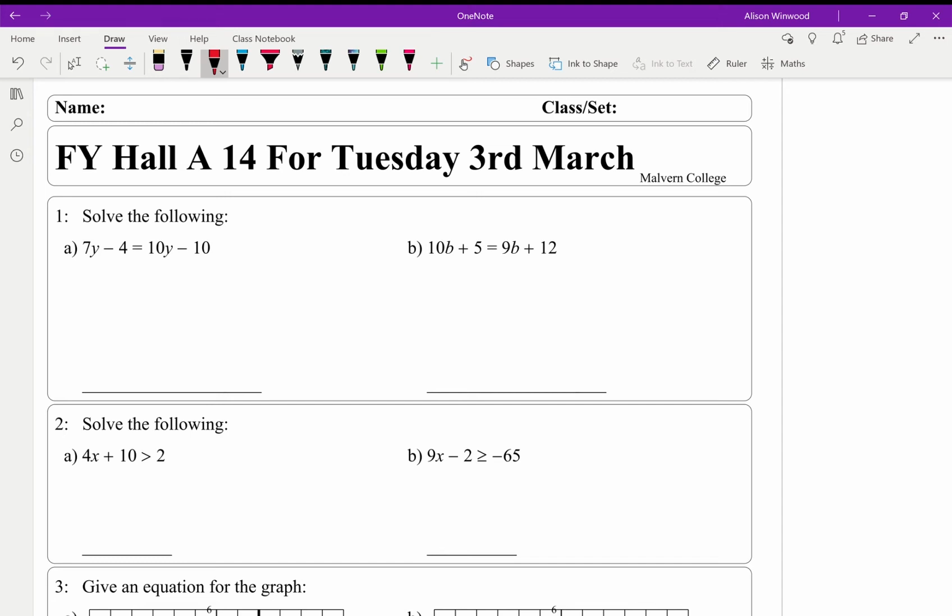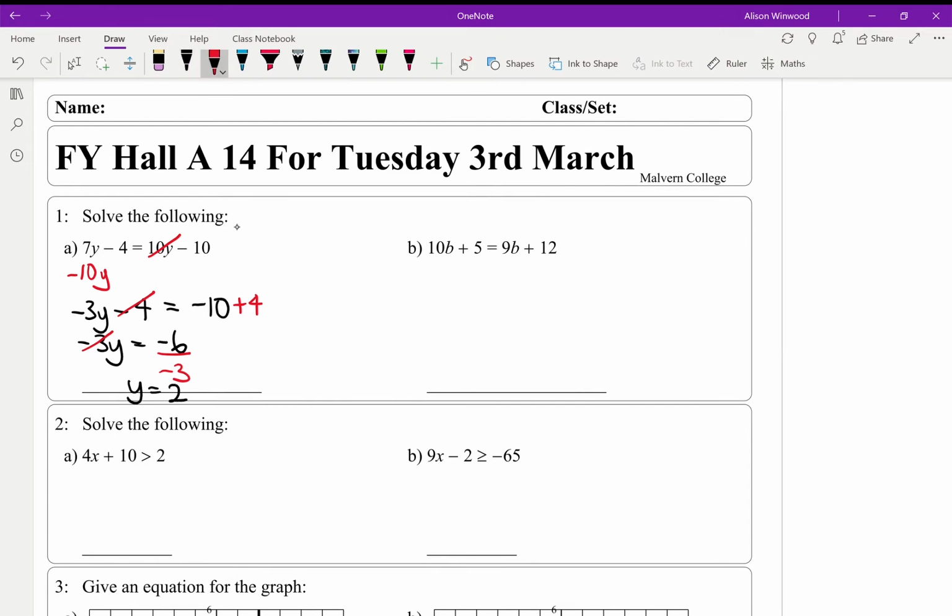So we start by moving all the y's to the left, so I'm going to subtract 10y from both sides, which leaves me with 7 subtract 10, that's negative 3y, still got a negative 4, equals, and this is still negative 10. And the opposite of subtract is to add, so I have negative 3y equals negative 6. And then I need to divide by negative 3, so y equals 2.